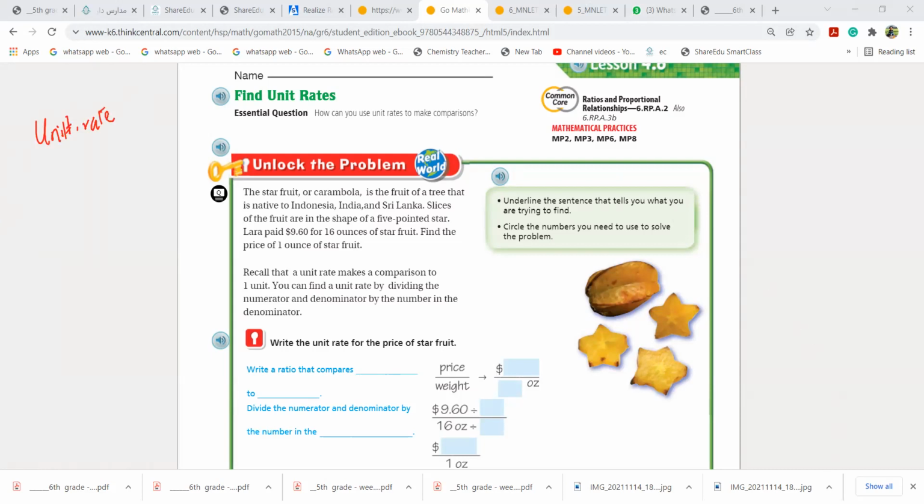For example, you are buying boxes of slime, okay? You know the cost of 8 boxes is 40 riyals. So one box is how much? The cost of 8 boxes is 40 riyals, so one box is 5 riyals. That means when you need to find the cost of one piece, you want to know the unit rate.